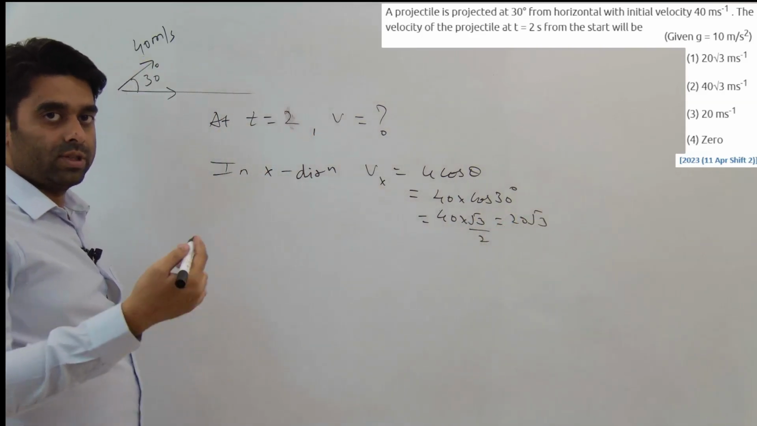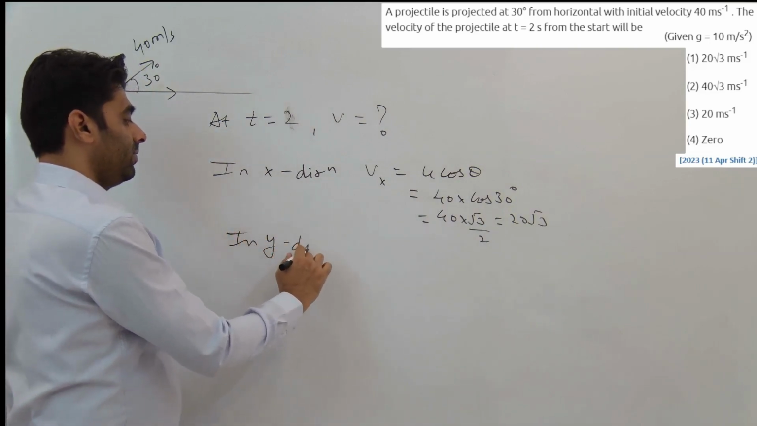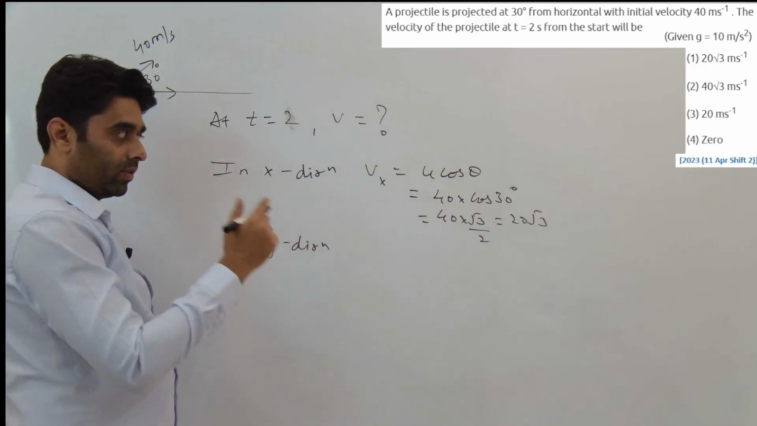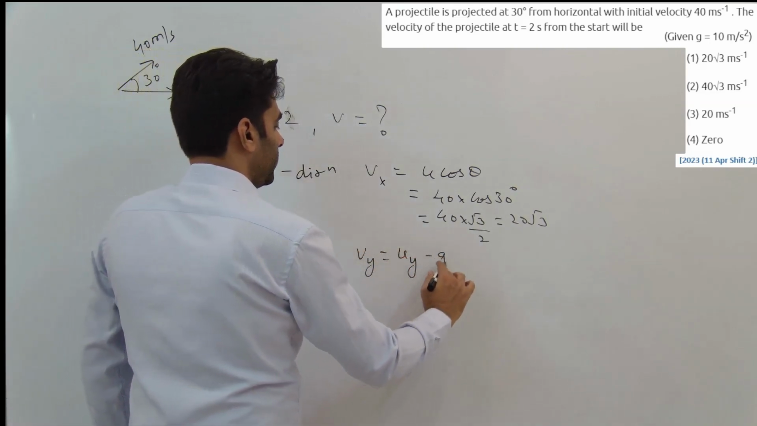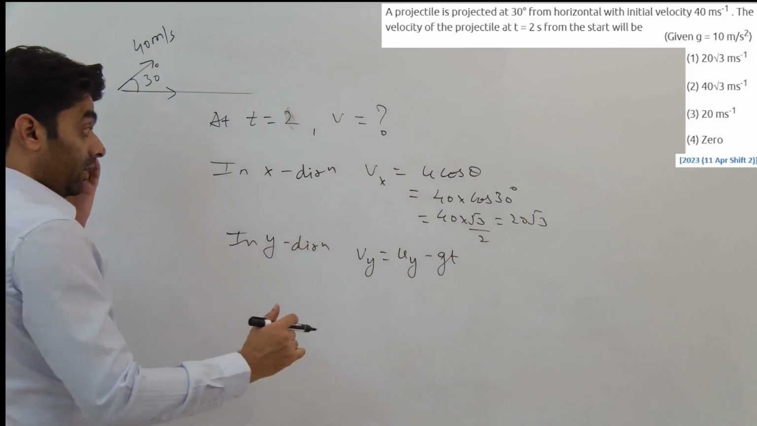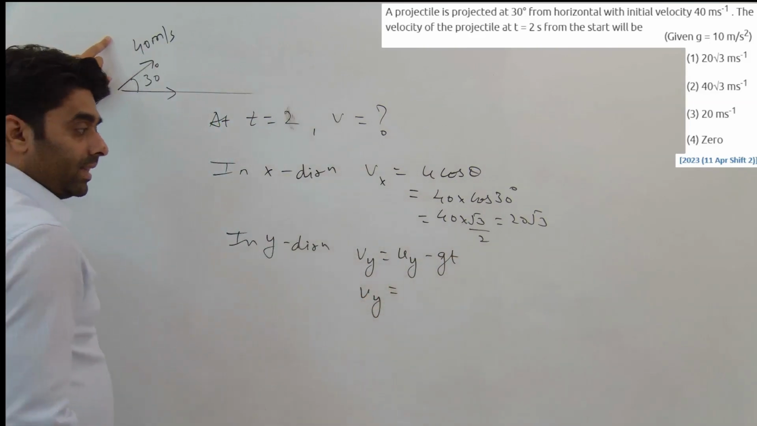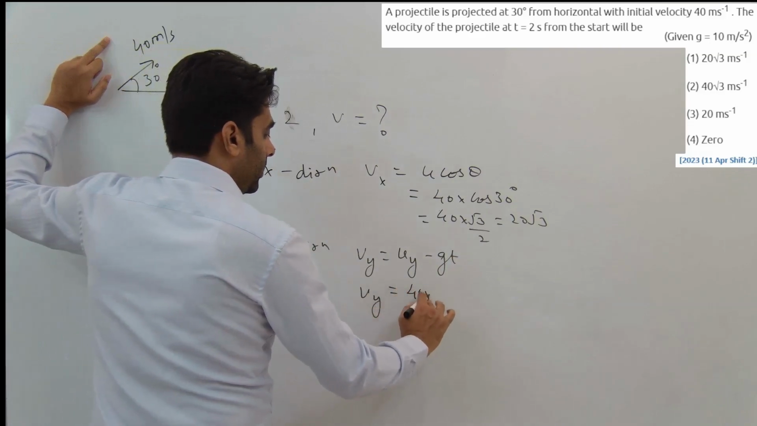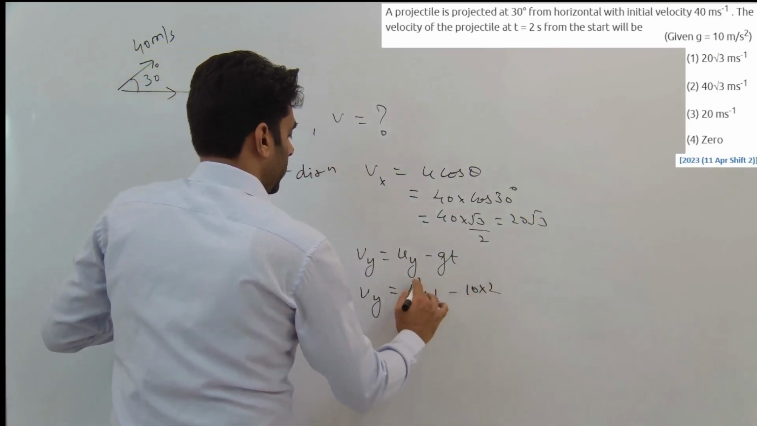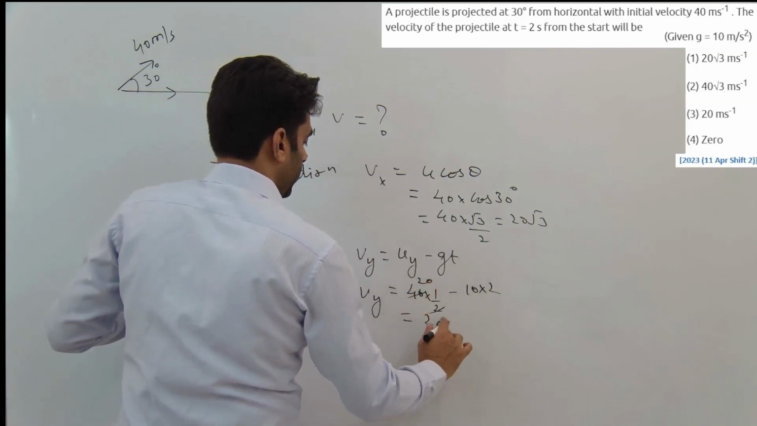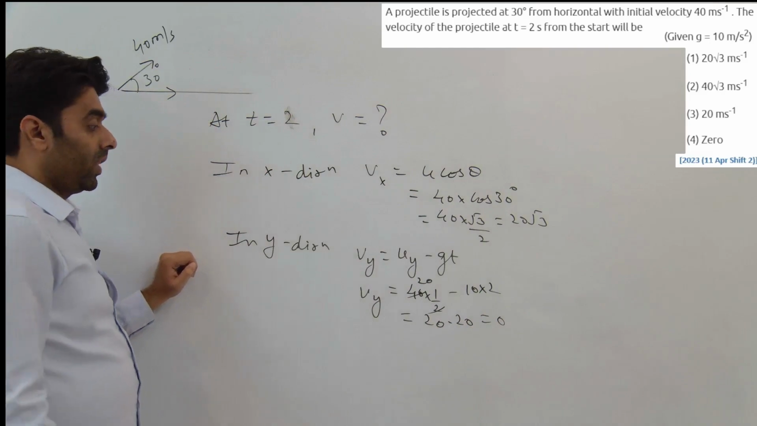Let us look at velocity in the y direction at 2 seconds. In y direction, velocity we find out with time. It is given as Vy is equal to Uy minus gt. Vy at t equals 2 seconds. Uy value is how much? 40 sine 30. Sine 30 is 1 by 2, minus g into 2. So we get over here 20 minus 20, that is 0. Vy value is 0.